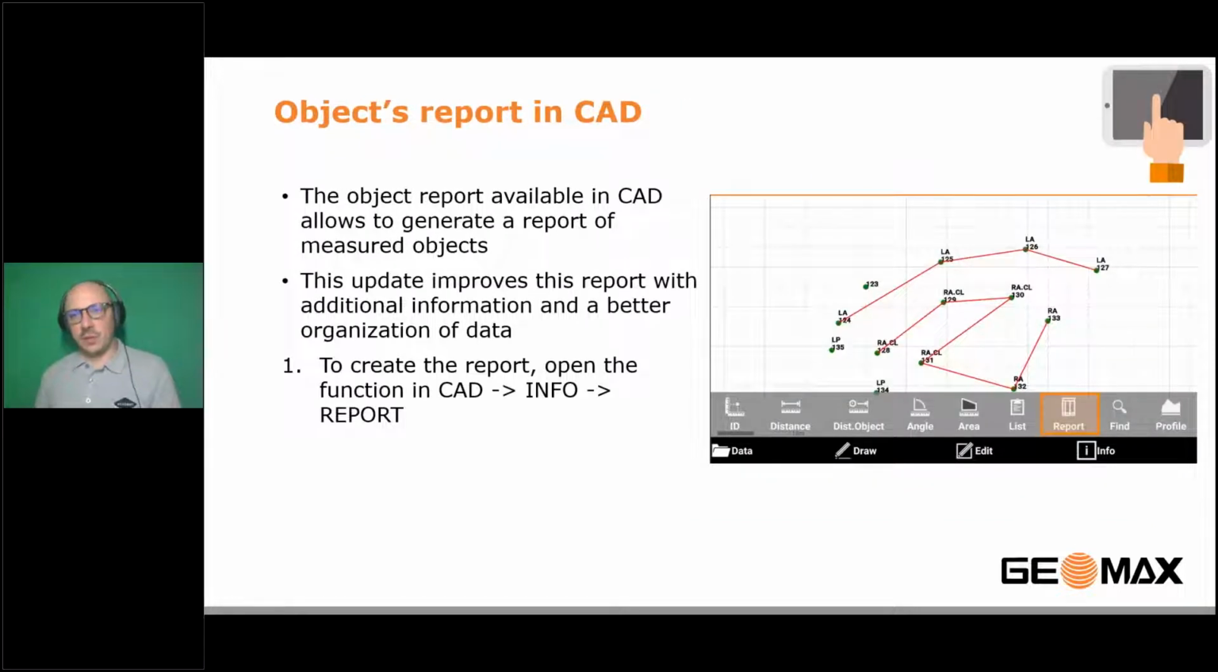Object report. Here I will show you live. What is the object report? The object report is an interesting report that we have in the CAD, used to have a report of what you have measured in the field. For example, if you are doing a price estimation, you want to see how long is the line you measured on a particular code, how many points you measured on a particular code. We redesigned this object report, and now it's much more powerful than before.